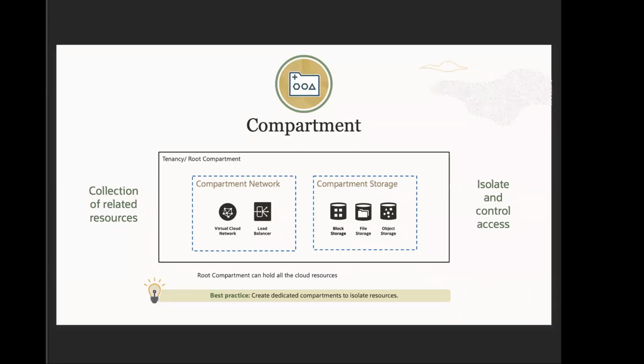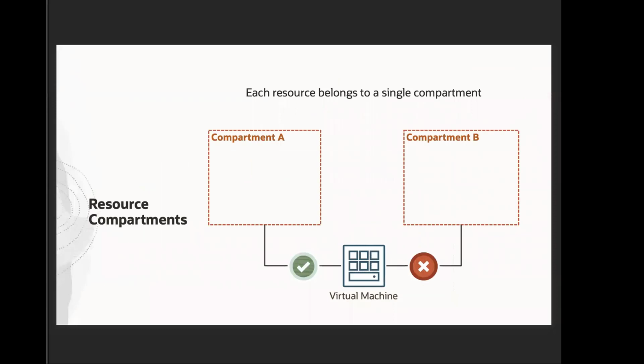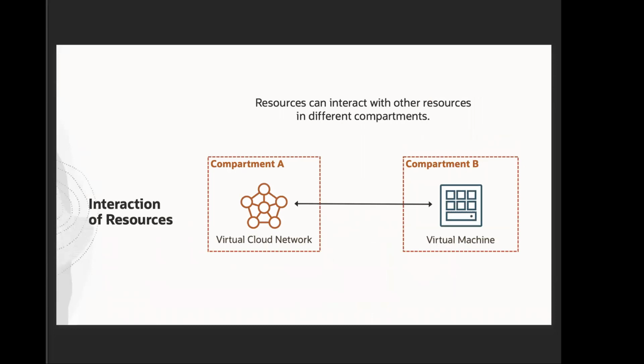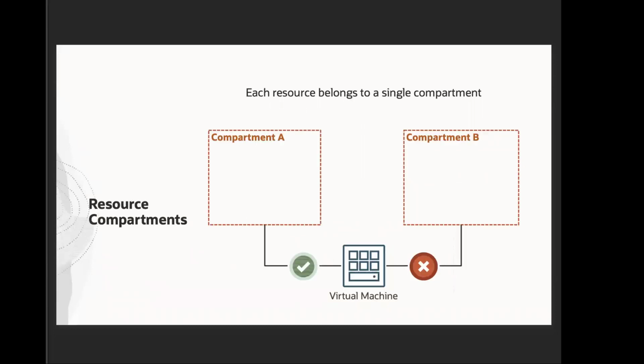Why is that important? Because it will define the permissions, and on top of permissions, you can also define costs. You can use it to organize, and it can mimic your organizational tree, the organizational tree that you have in your company. Each resource is associated with a compartment. It cannot belong to two places.